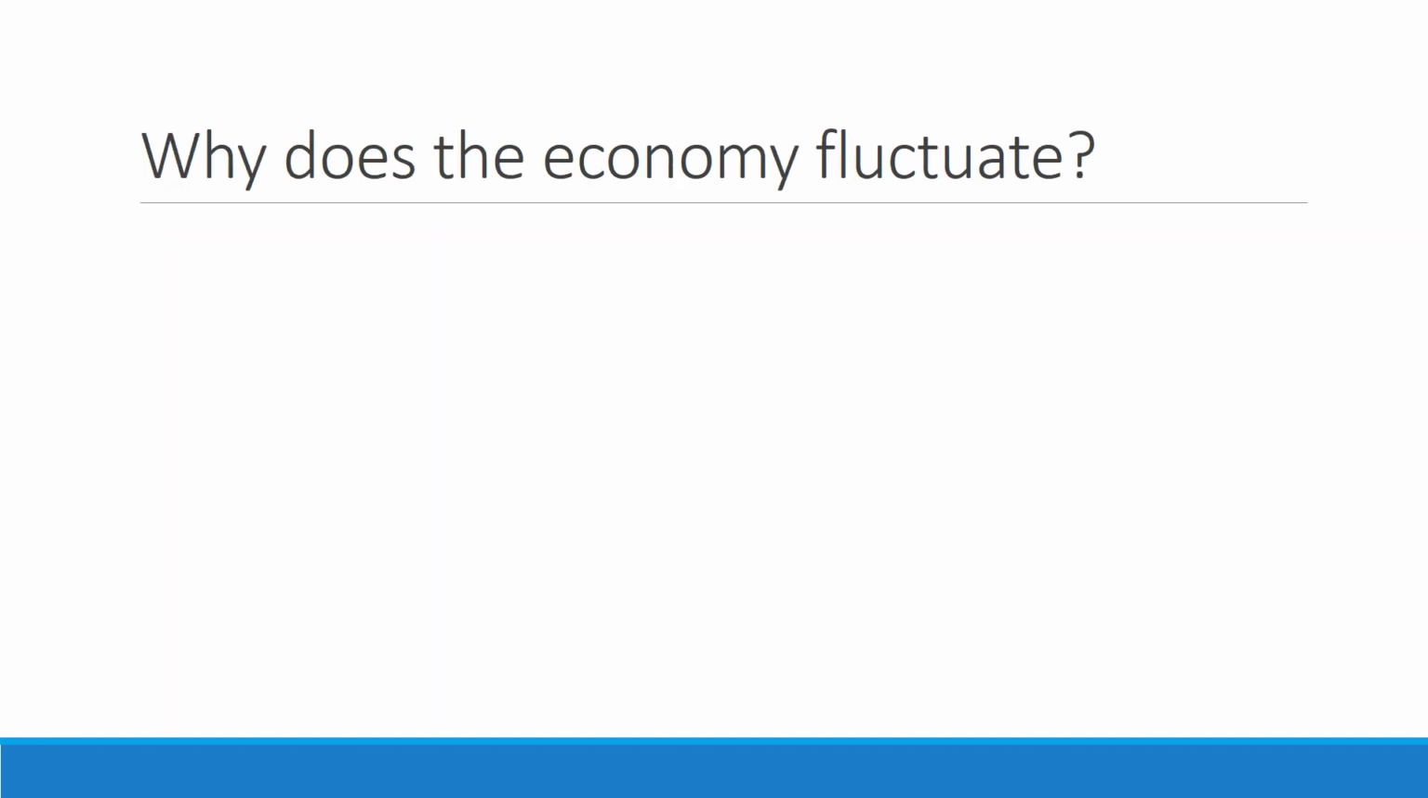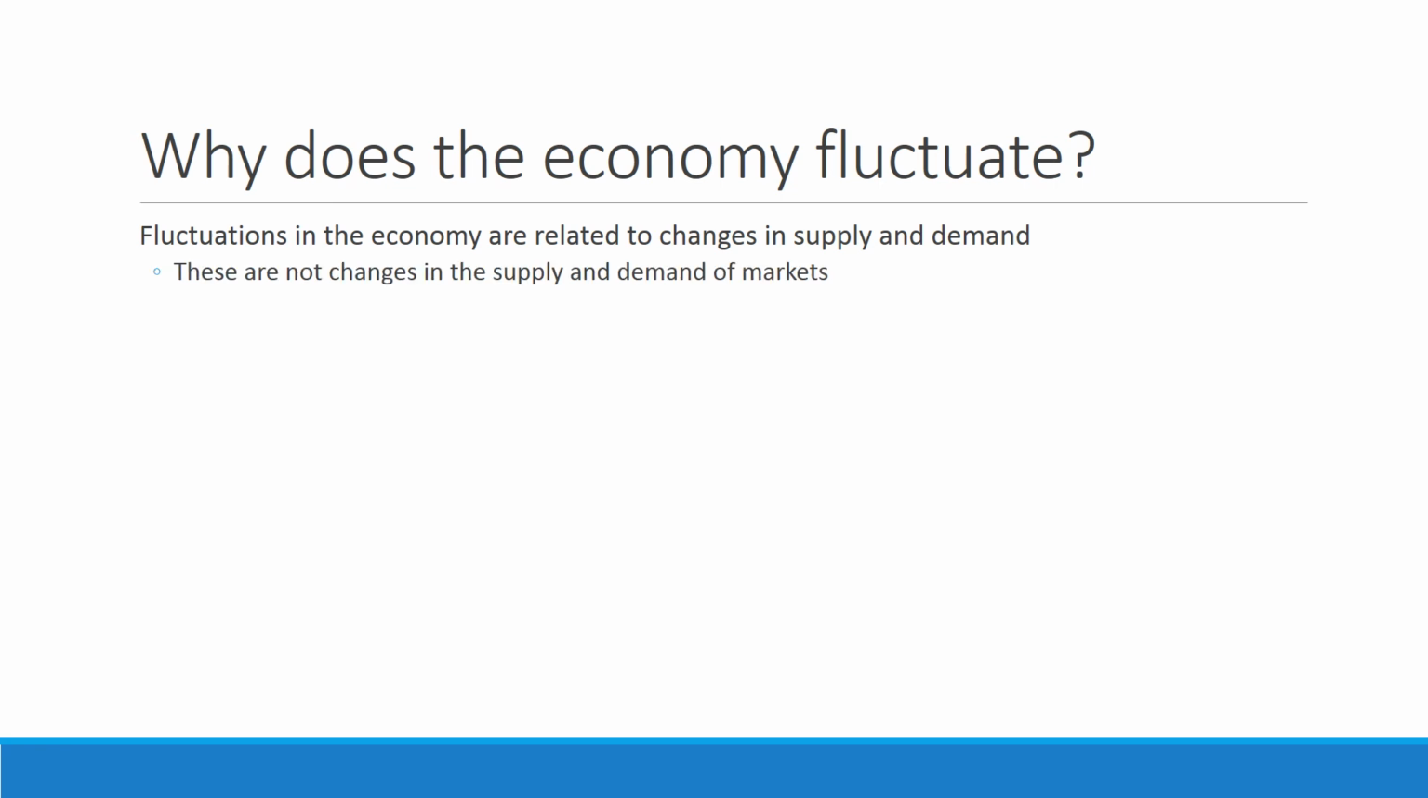So we continue on with answering our question, why does the economy fluctuate? Now, fluctuations in the economy are related to changes in supply and demand. These are not changes in the supply and demand of markets. So understand this, okay? When we talk about microeconomics, we're talking about each individual market. Macro is about the market as a whole. So macro is the accumulation of all markets into an overall market.